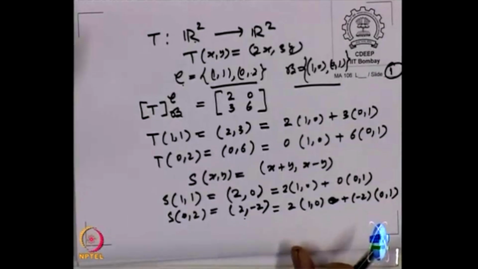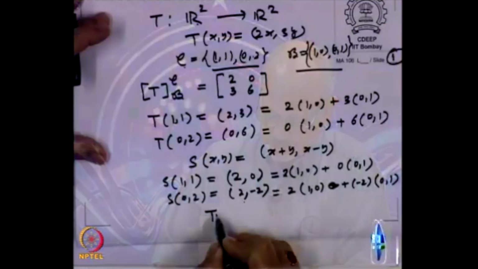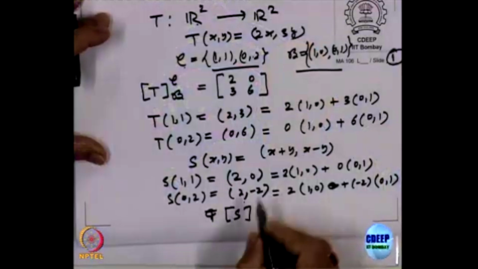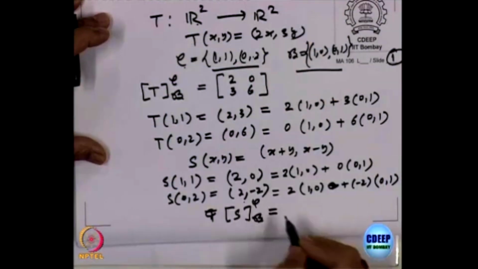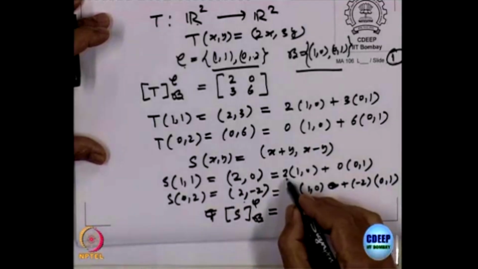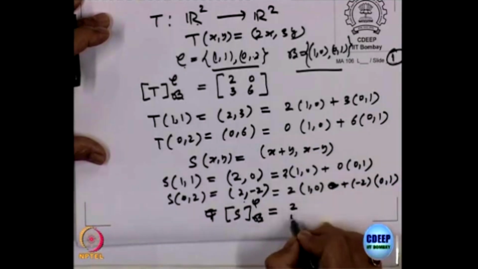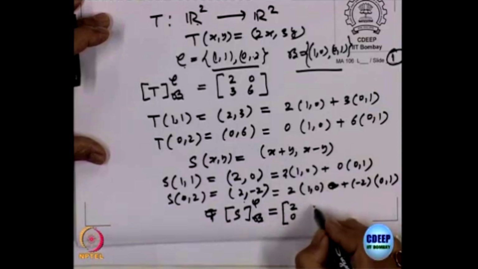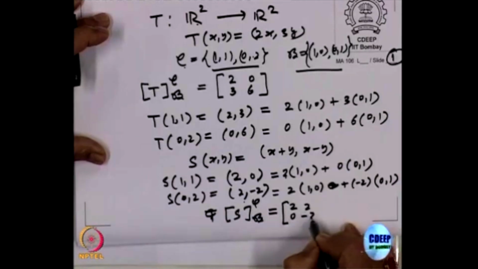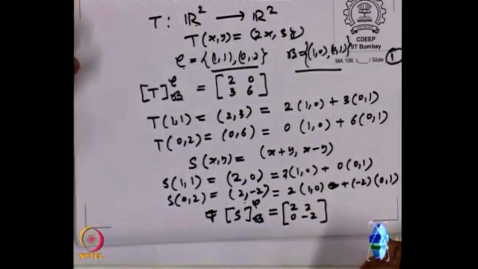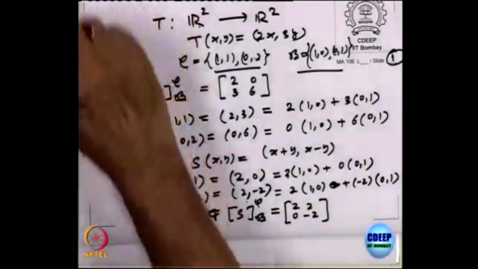Clear? So take a basis element in the domain, find its image according to the expression that is given, and write it as a linear combination of elements of the basis in the codomain. So that means our matrix of S with respect to C and B has first column (2, 0), and the second one (2, -2). Okay, is it clear to everybody what I was saying?